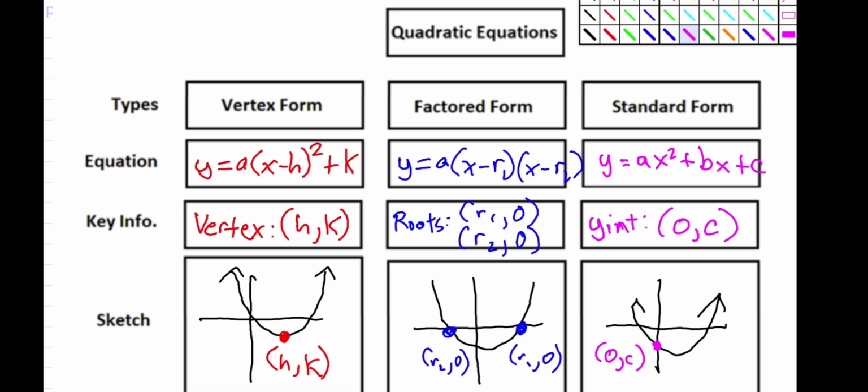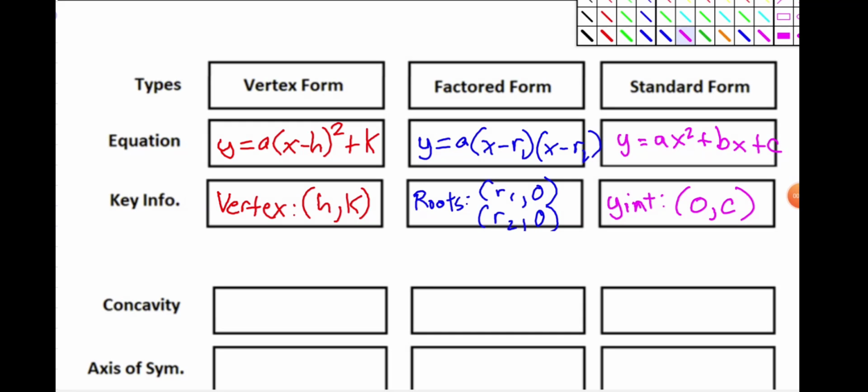All right. So again, each form has one thing that's really obvious, really key for us to be able to graph. So vertex form, remember, is going to tell you the vertex. Factored form will tell you the roots or the zeros. And standard form will tell you the y-intercept. Okay? We're going to continue to add more to this information, and we'll talk a little bit more about the rest of it.